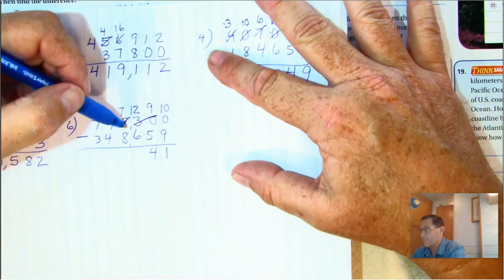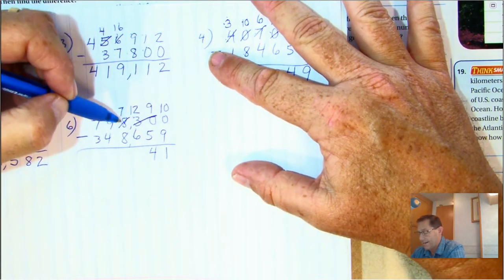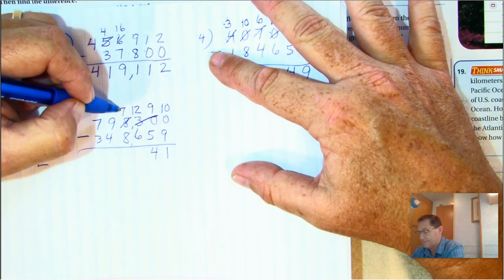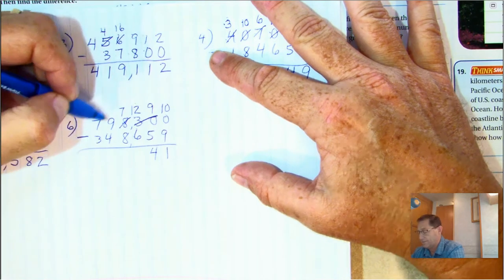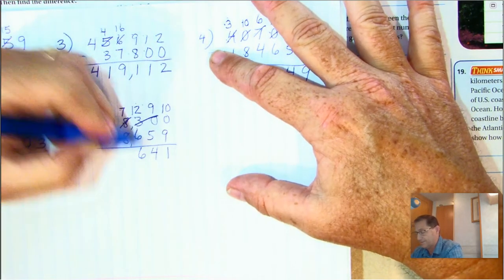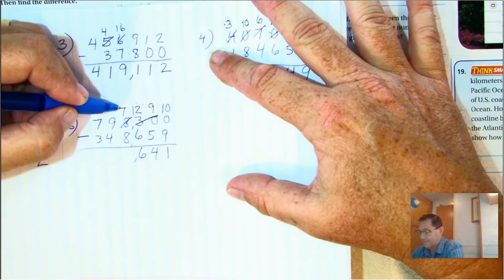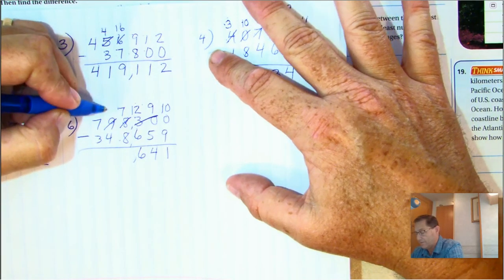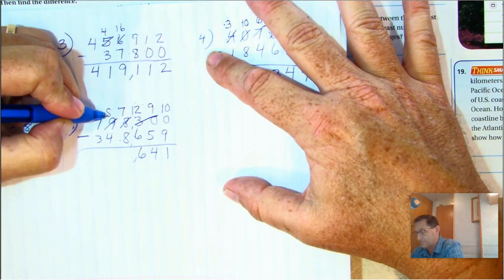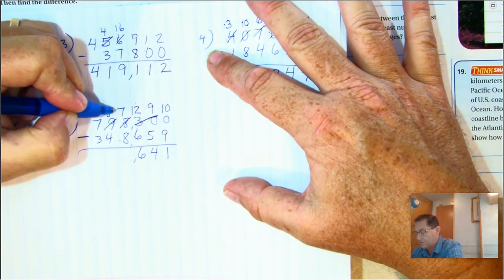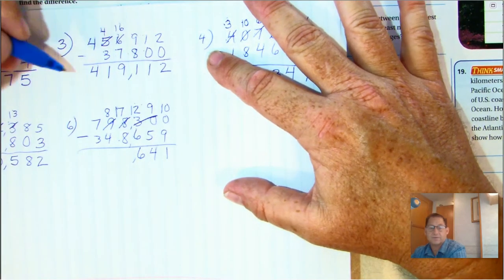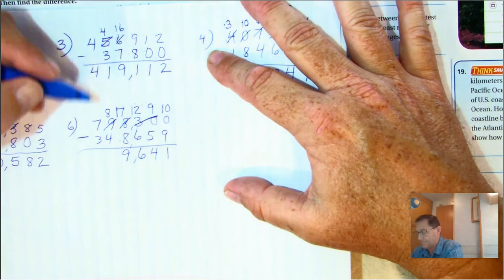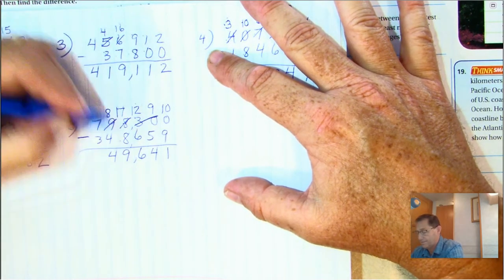Let me back up, sorry. We're going to rename the 8,300 as 7,000, 1,200. 1,200 take away 600 is 6. We can't take 8,000 from 7,000, so we're going to regroup. We're going to take one of the 9 10,000s and rename it as 8 10,000s, 10 1,000s. 17,000 take away 8,000 is 9. 8 10,000s take away 4 is 4 10,000s.